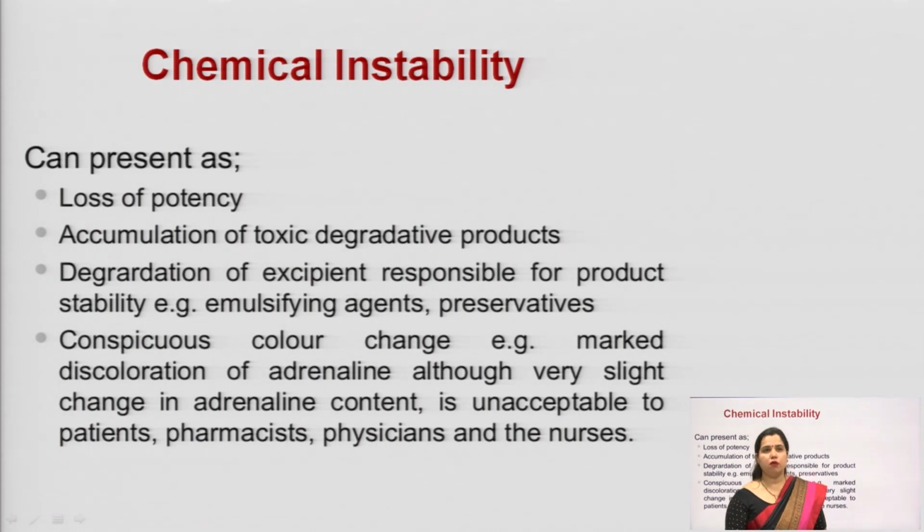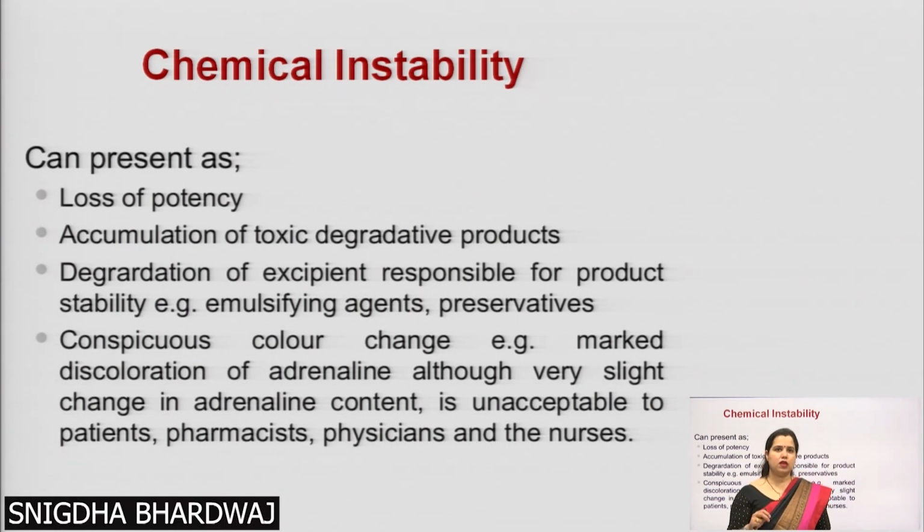Chemical instability represents a loss of potency and accumulation of toxic degradative products. When we say that a drug is chemically unstable, we are saying that it is not in its active form and it is degraded. The signs of chemical instability are loss of potency, accumulation of toxic degradation products, excipient degradation, and color change.